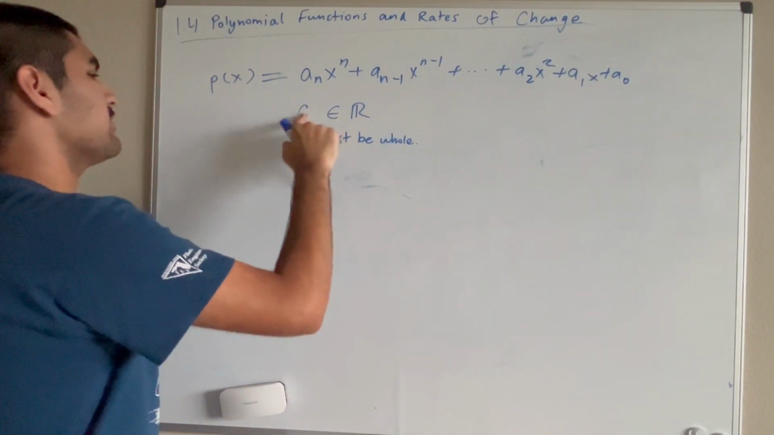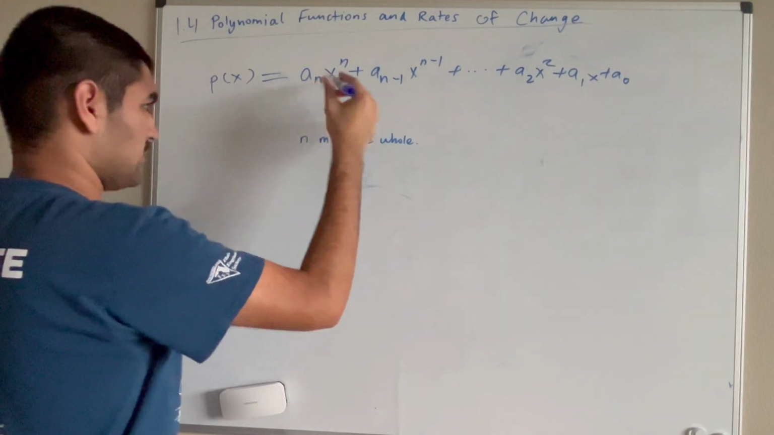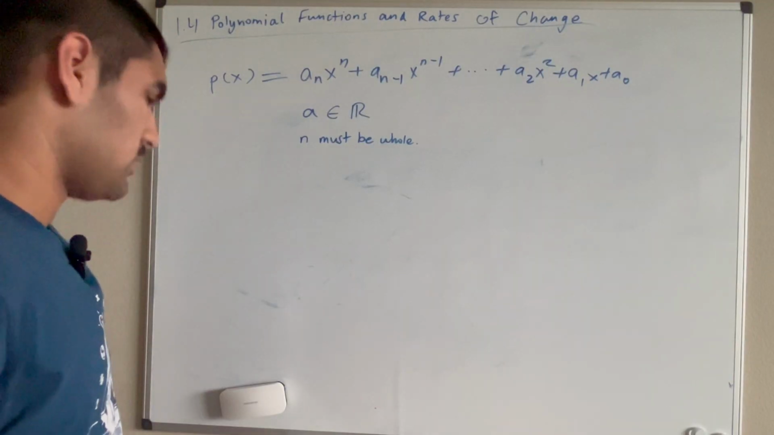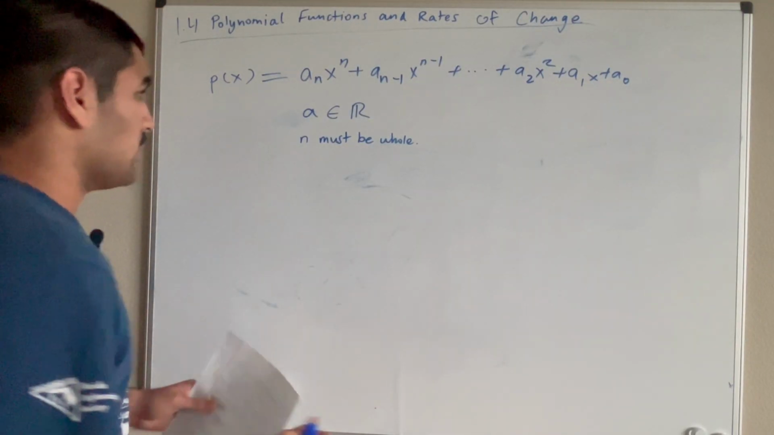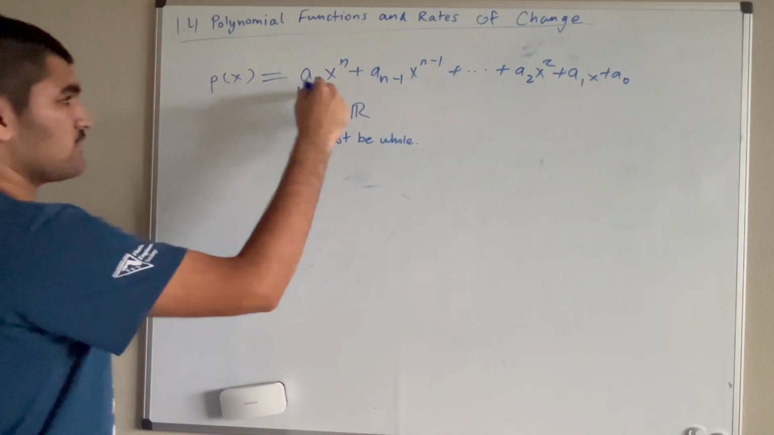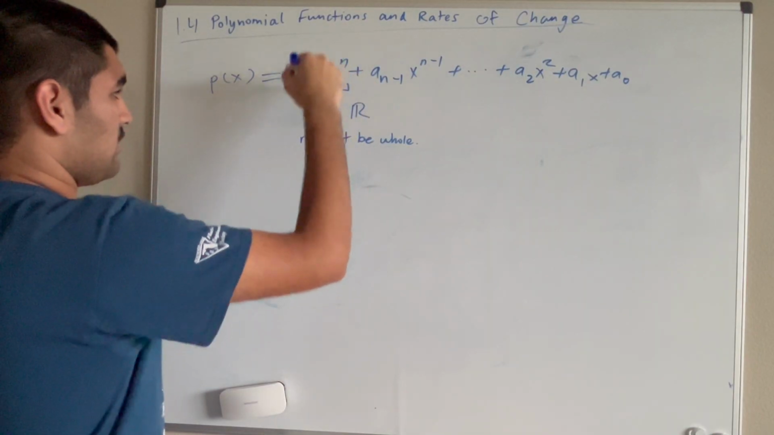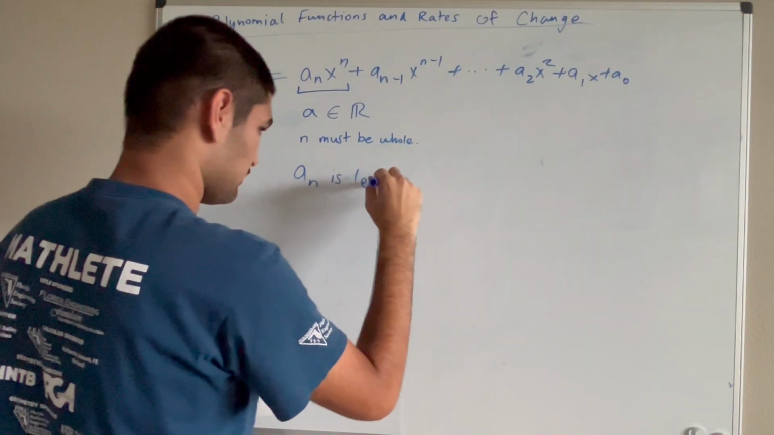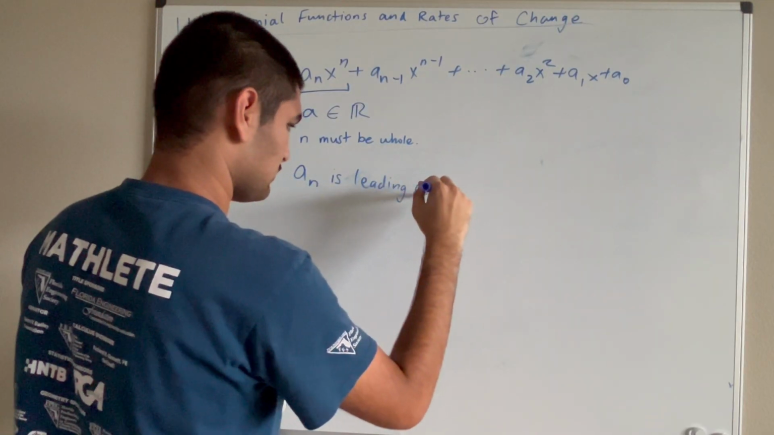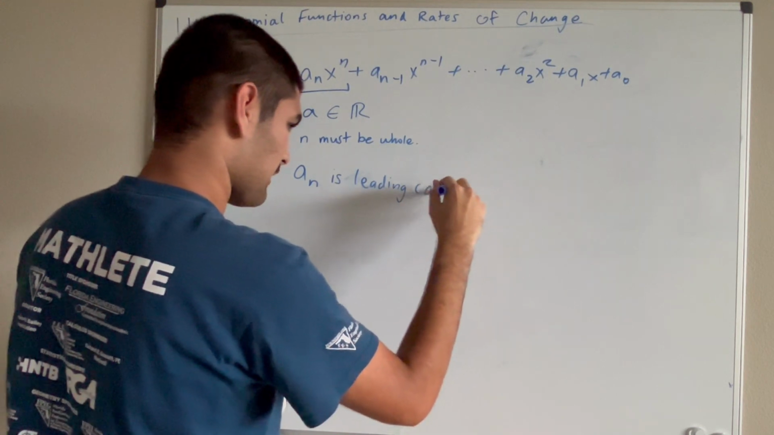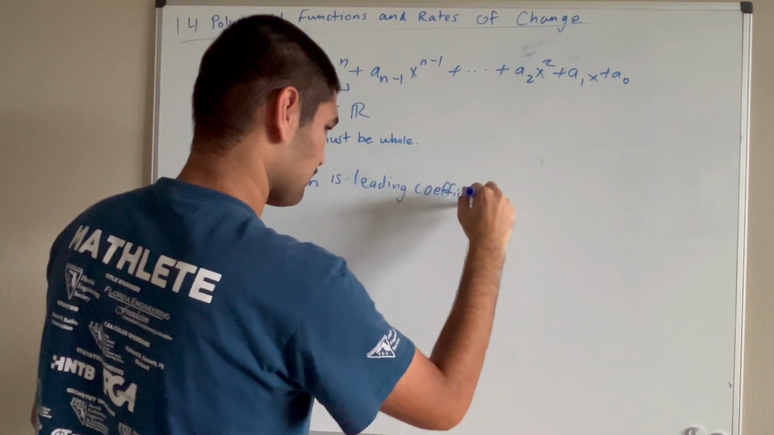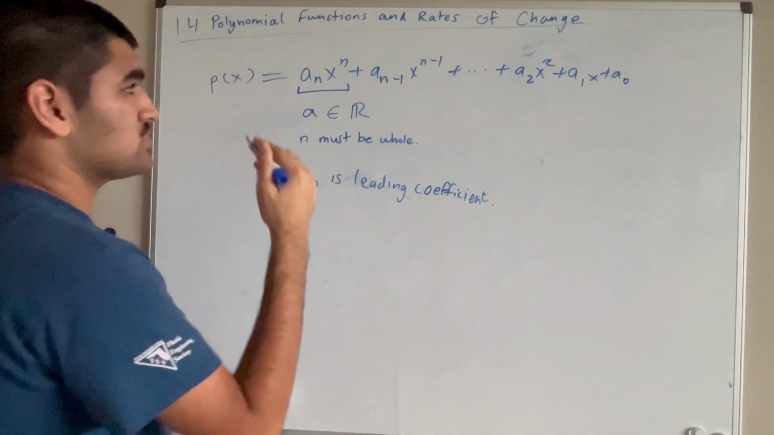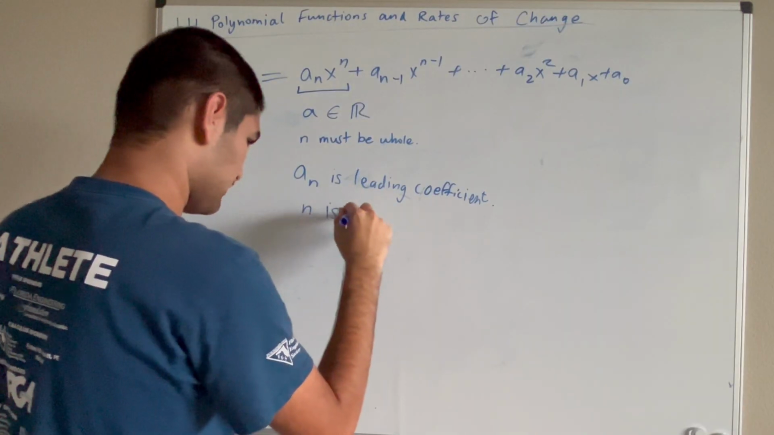Actually, here's the coefficient of x. So a has to be a real number and then n must be a whole number. Okay, good. And so now if we look at this term, a sub n is the leading coefficient. Okay, and the degree of the polynomial is just n. So n is the degree of the polynomial.